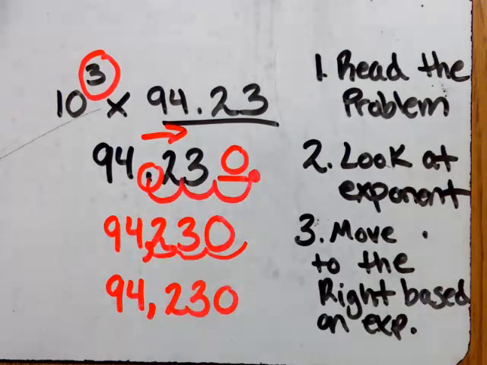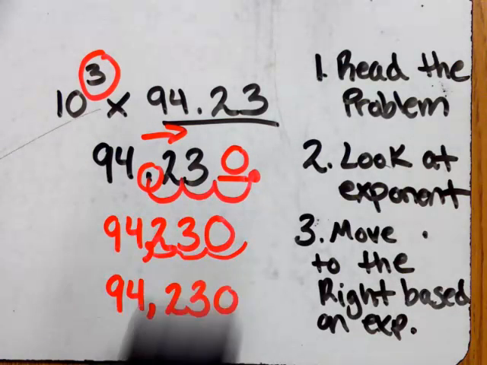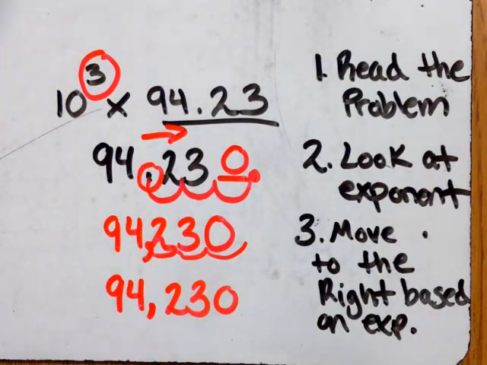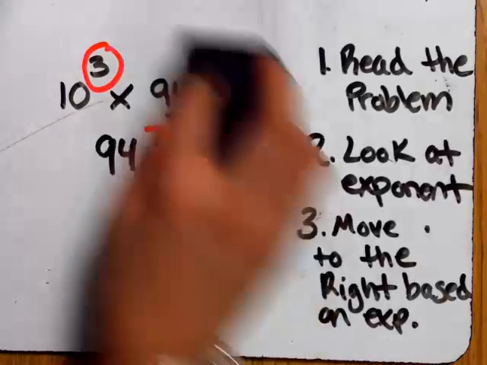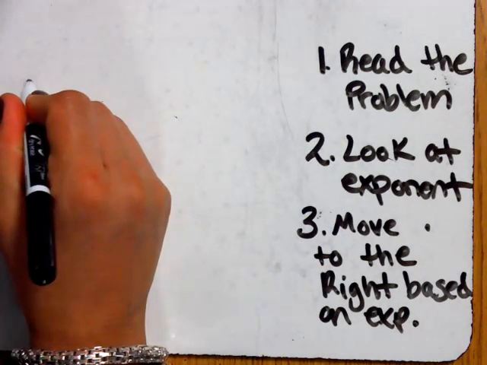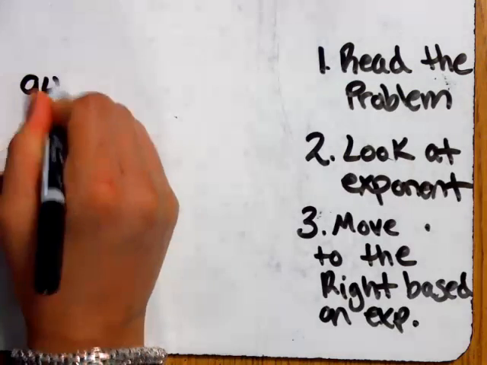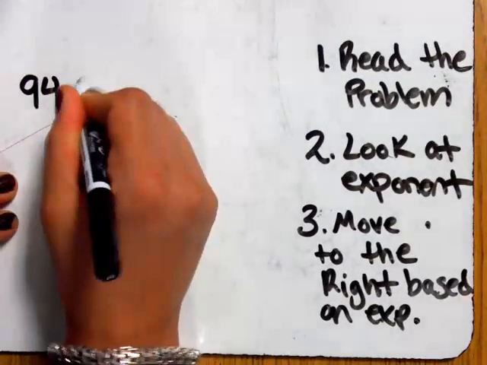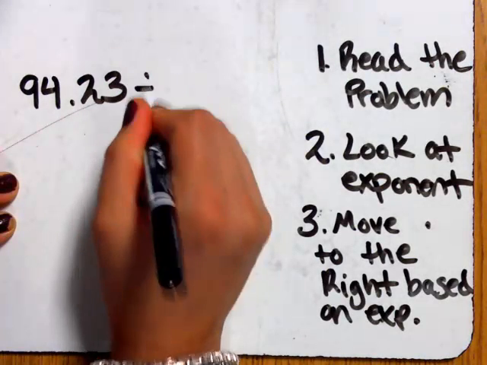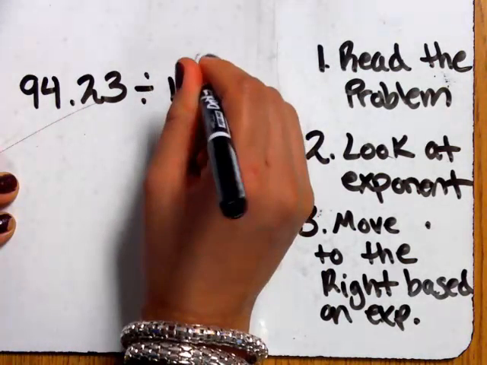And now we're going to go ahead and do the opposite. We're going to do a division problem. And now I'm going to use the same numbers, and you're going to notice that the problem actually flips. So let me go ahead and do that right now. I am going to leave the process steps, although one thing is going to change. So now I'm going to do the opposite. So now I'm going to do 94 and 23 hundredths divided by 10 to the third.